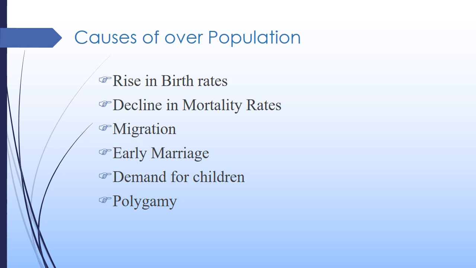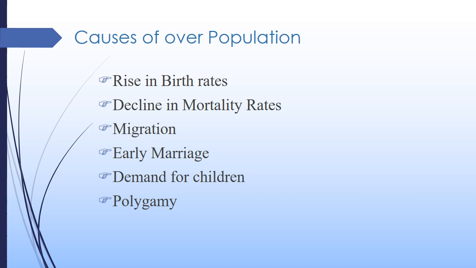Why are death rates decreasing? Because of advances in the field of medicine, access to medical facilities, health awareness, and improved living conditions. These are all the things which lead to the decrease in death rates. Then migrations are also one of the reasons, and early marriage. Women who marry early at a younger age may have a greater chance of childbearing. So young age marriage also leads to an increase in population and demand for children.